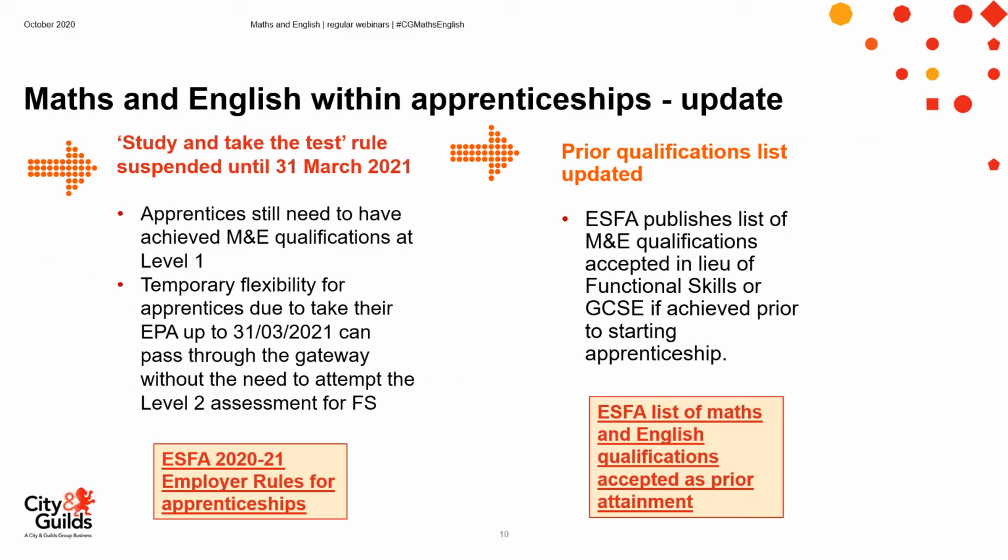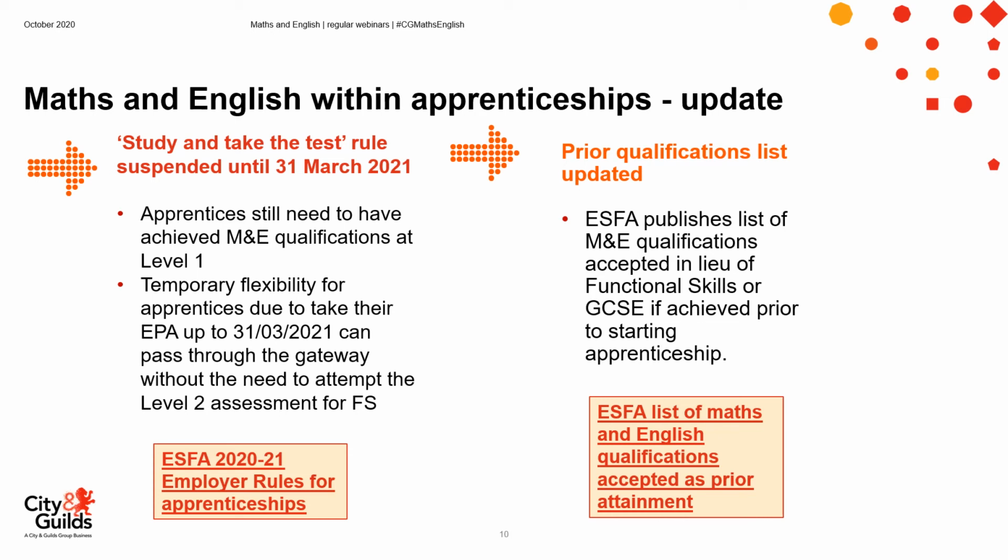A couple of other things to be aware of, particularly if you're working with apprentices. If you are used to apprenticeships, you'll probably be aware that there has for some time been a rule that apprentices working towards a level 2 standard, where they're required to achieve maths and English at level 1, are expected to study and take the test at level 2.